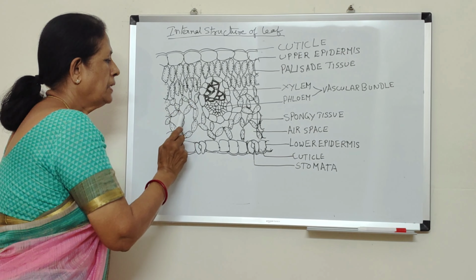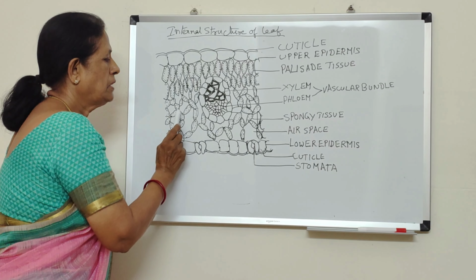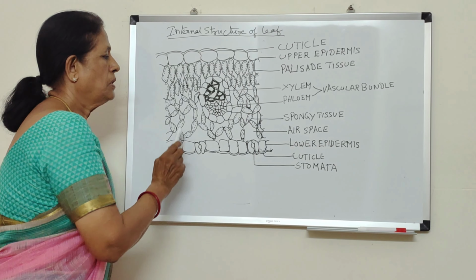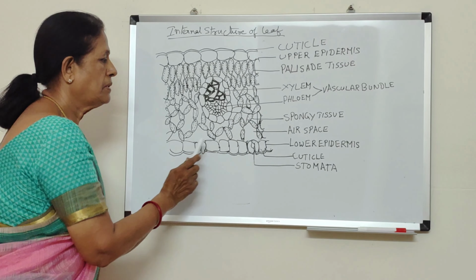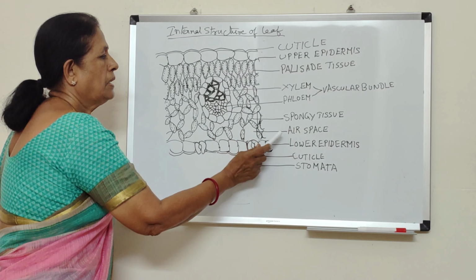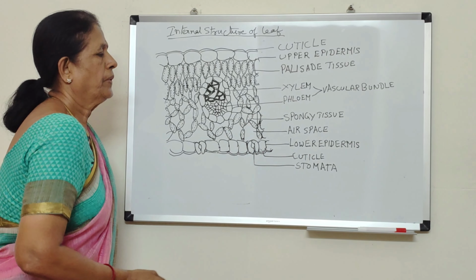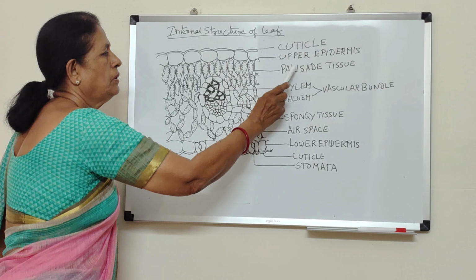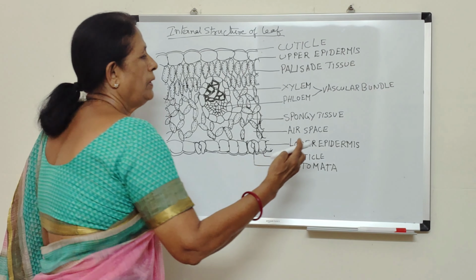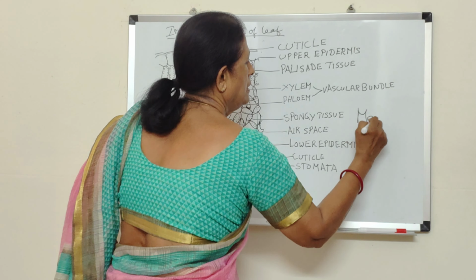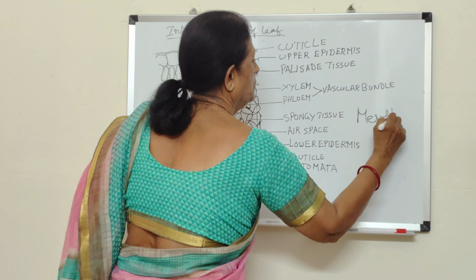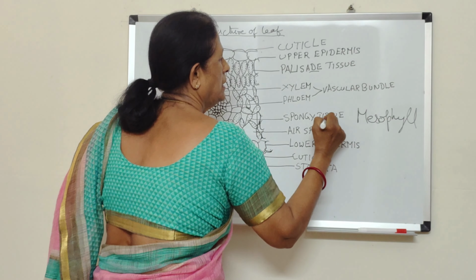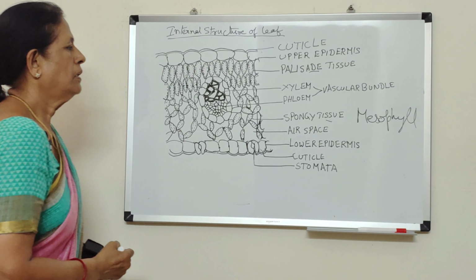So below the palisade tissue, there are irregularly shaped cells, loosely arranged. These cells put together are known as spongy tissue. Palisade tissue and spongy tissue put together are known as mesophyll tissue. Spongy tissue and palisade tissue together are known as mesophyll tissue.